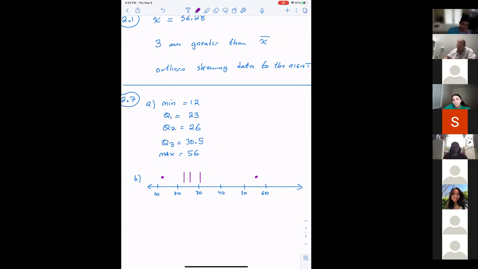Close the box. Okay, close the box. What else? Draw lines connecting.